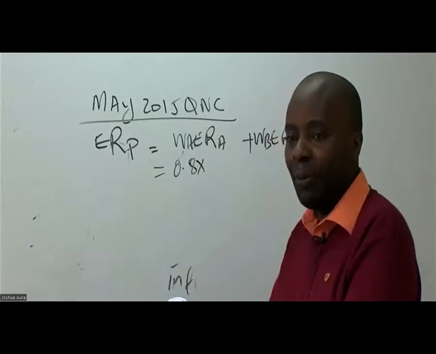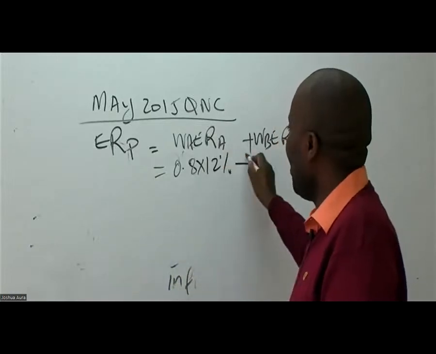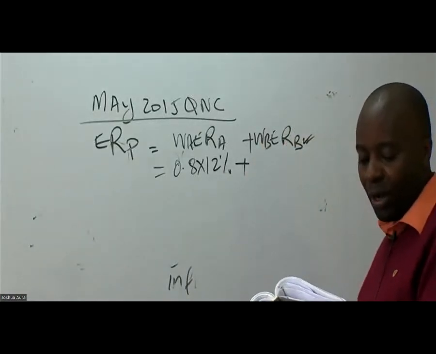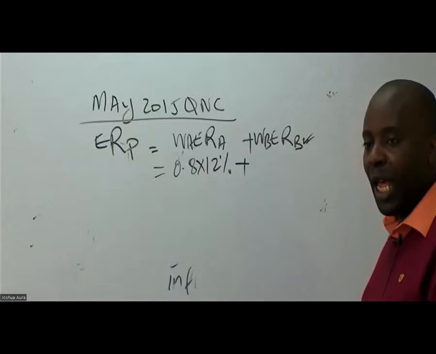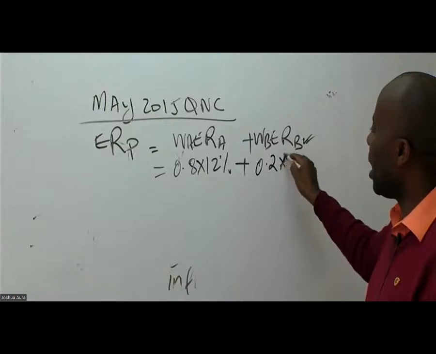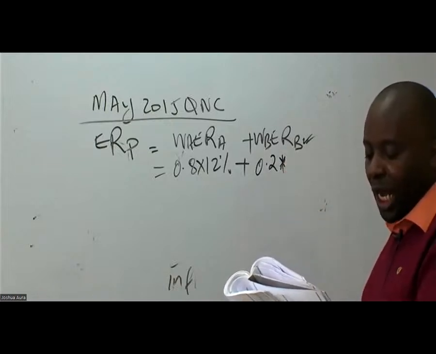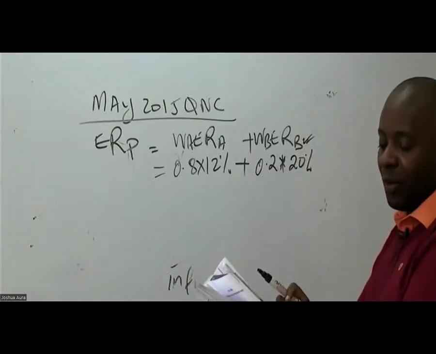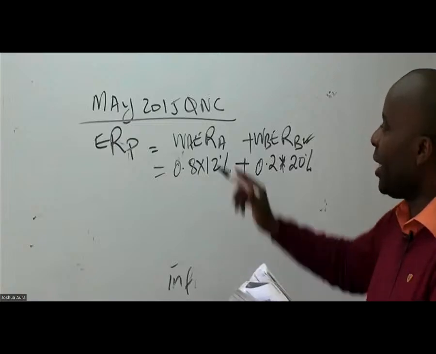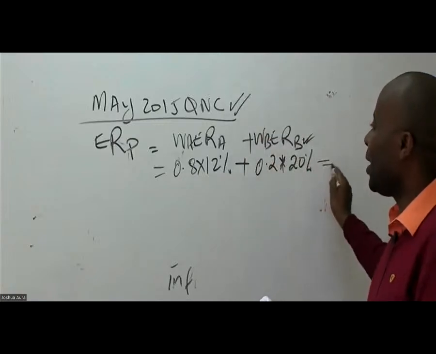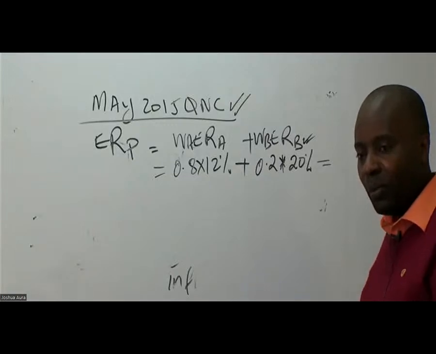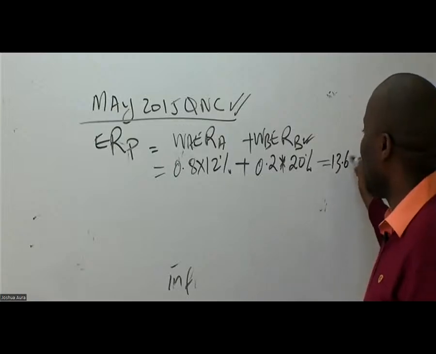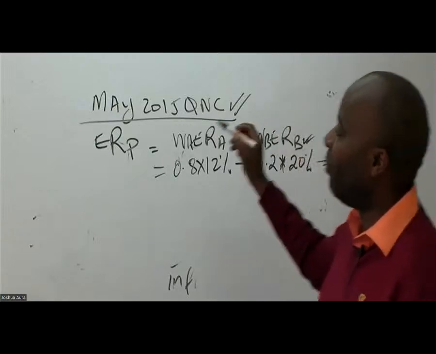Expected return of A, I can see up there, is 12%. Plus weight of B. What is the weight of B in this question? The investment percentage in B is 20%. So 0.2 times expected return of B. Expected return of B is 20%. I hope you're able to see the expected returns given on that table up there. So are you able to give us the expected return of the portfolio? 13.6. Thank you very much. So 13.6 percent is the expected return of the portfolio.